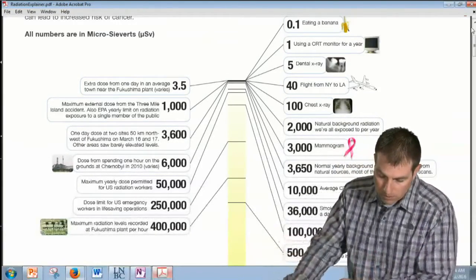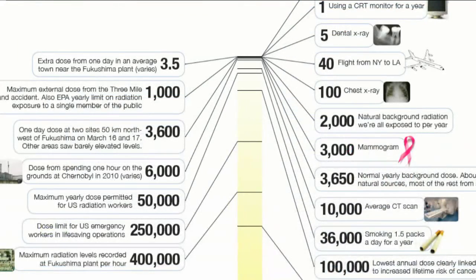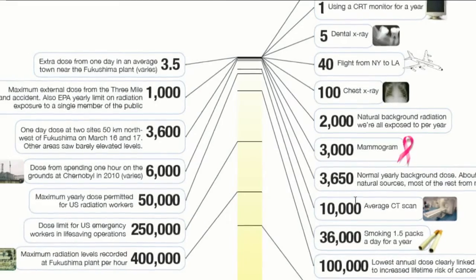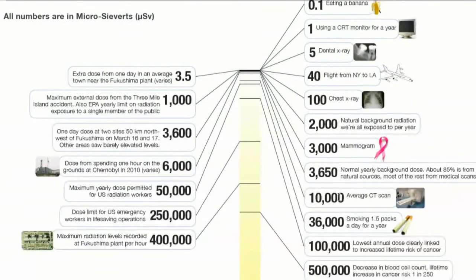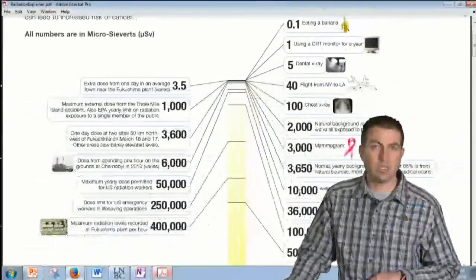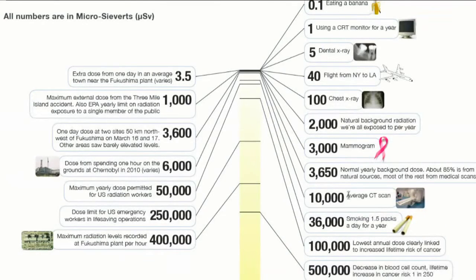Okay, so normal yearly background dose is about 85% from natural sources. We all receive about 3,650 a year. That's going through your life, getting x-rays at the dentist once a year, all sorts of stuff. A CT scan gives you 10,000. So that's a lot. I know my mom is going through chemotherapy right now. She gets a CT scan every 3 months. So in a year, she's going to have 40,000 microsieverts of radiation as a result of CT scans.